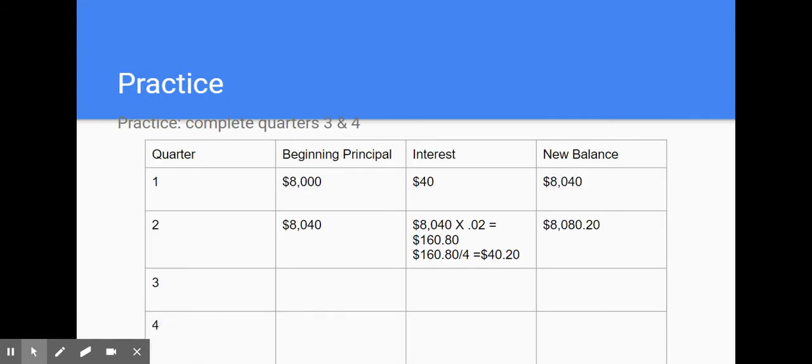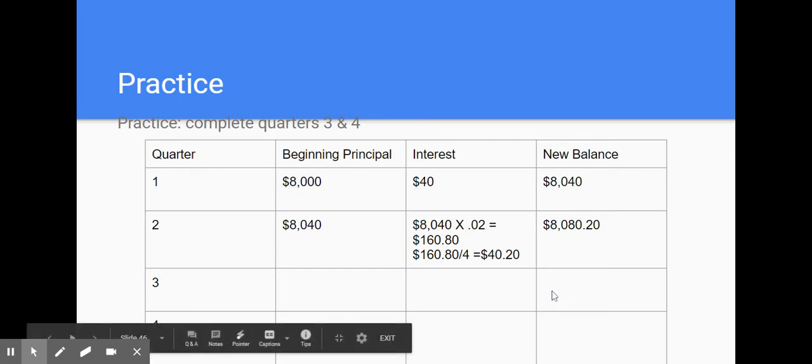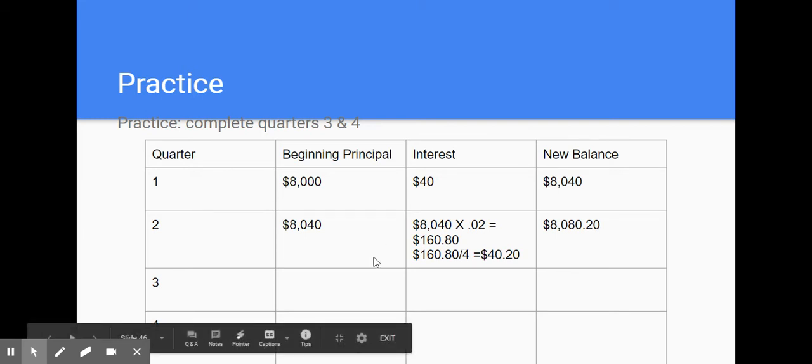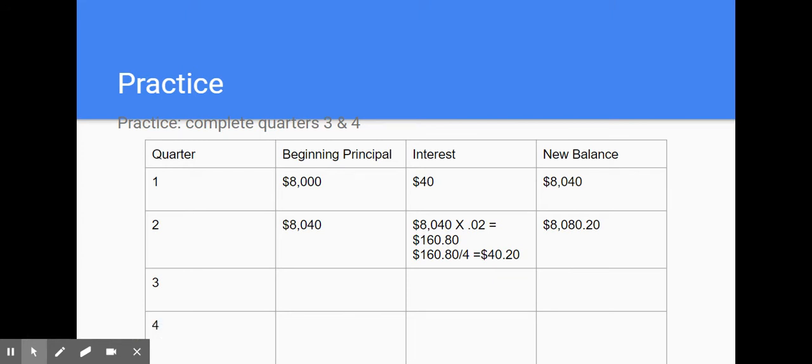See if you can pause the video and figure out how much the new balance is going to be after quarter 3 and then to end the year in quarter 4. Okay, so again, follow the steps that I gave you in slide 45, the example for the first two quarters. Pause the video and then play it when you're ready to go.